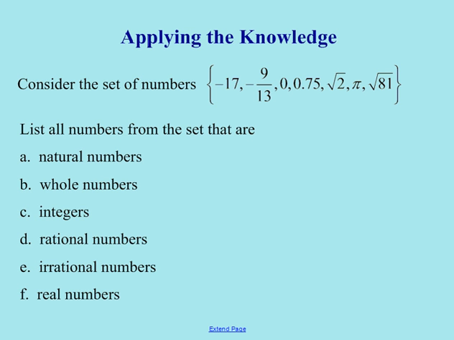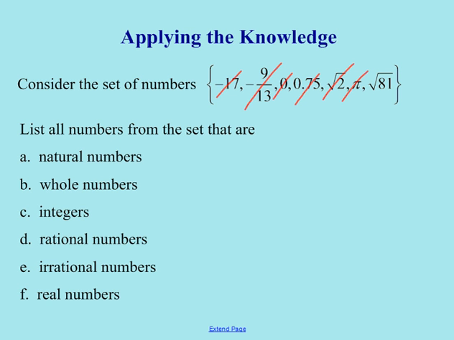We need to find all the natural numbers. Now you remember that the set of natural numbers are the counting numbers. So let's go through our set of numbers. Is negative 17 a counting number? No, it is not. Negative 9/13, not a natural number. 0 is not a natural number. 0.75 is not a natural number. The square root of 2 is not a natural number. Pi is not a natural number.